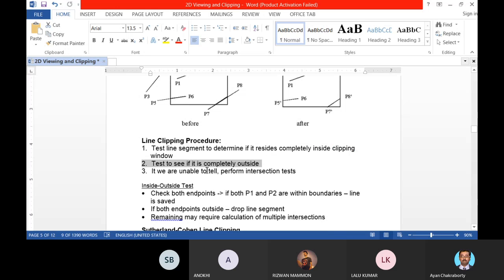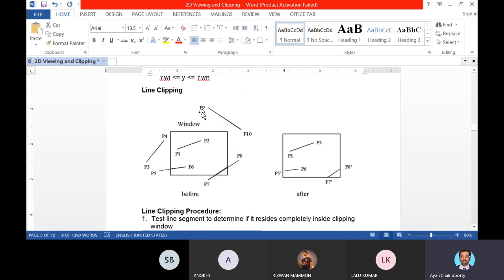The third point, what I have told you just now. The second point is to test to see if it is completely outside. Examples are the straight line P9 P10 and the straight line P3 P4. All of these are examples of completely outside straight lines. You can see here in the after image that these two straight lines are completely invisible. These two straight lines are completely clipped out because they are completely outside the window frame.